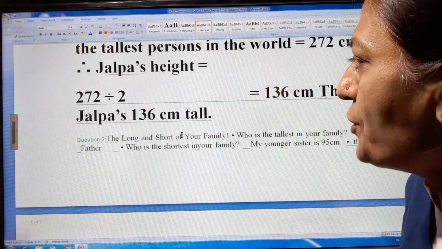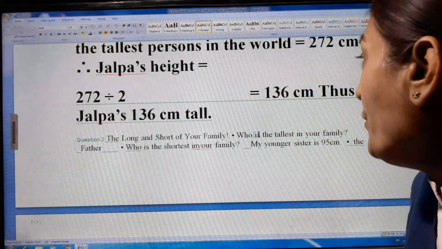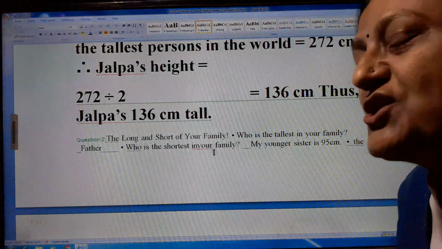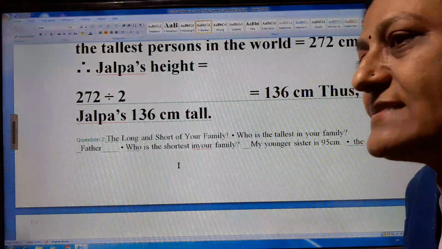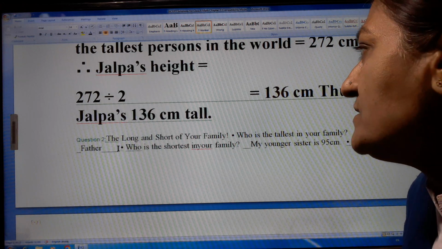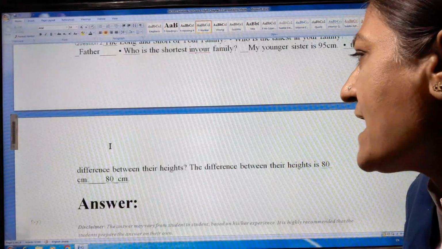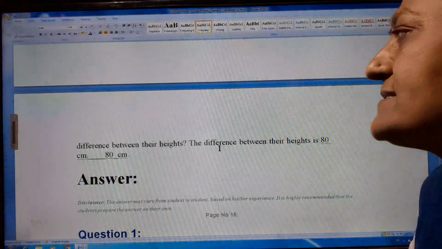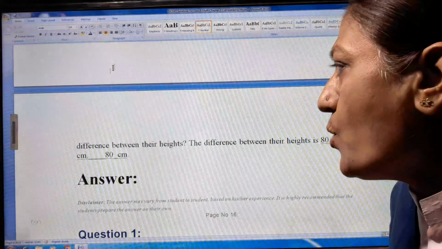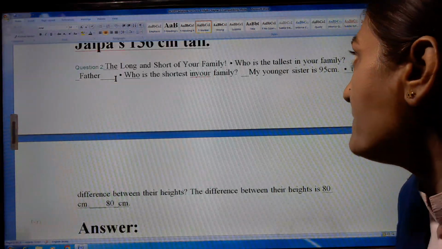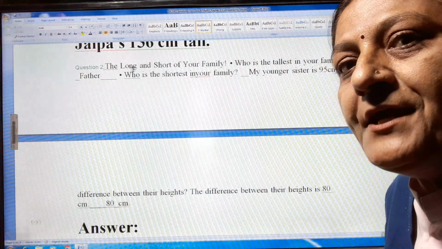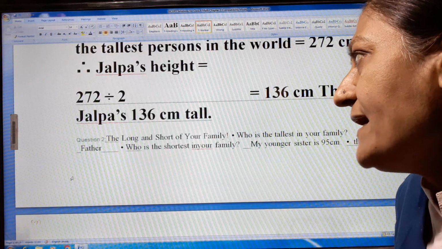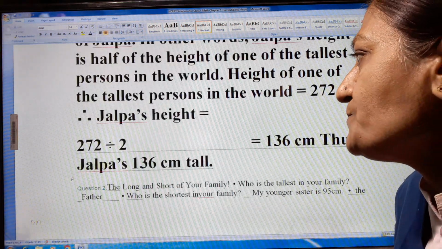Now question number 2 is given. The long and short of your family. Who is the tallest in your family? My father. Who is the shortest in your family? My youngest sister. Suppose father's height is here. It is given, the difference between their heights is 80. Suppose father is 195 and here it is 85, 175 and here 95. The difference is 80 centimeter. Now, the next question.